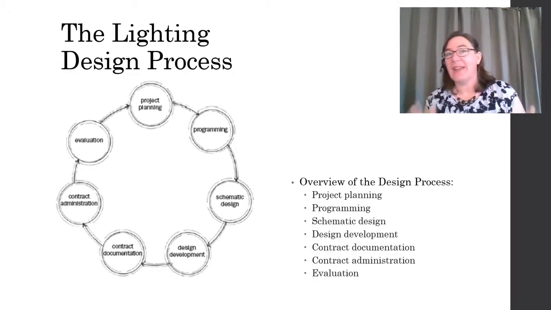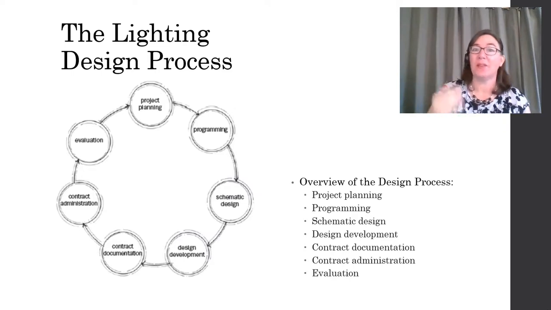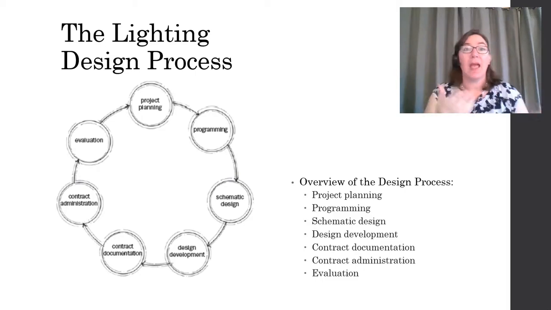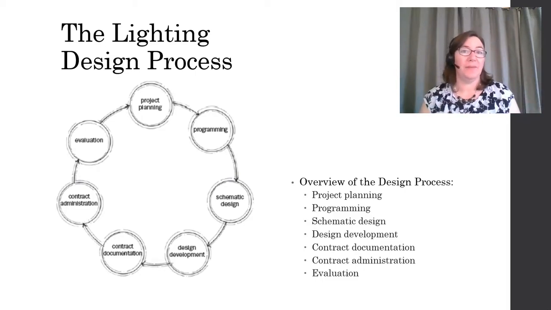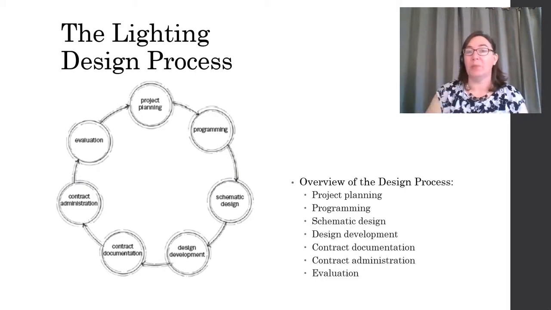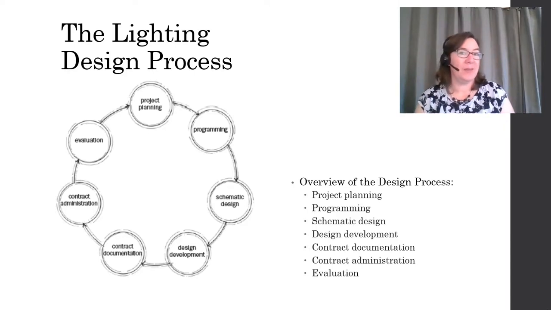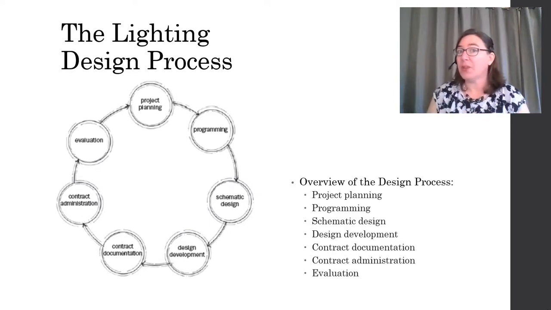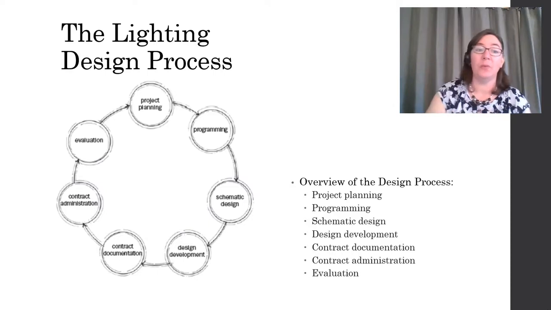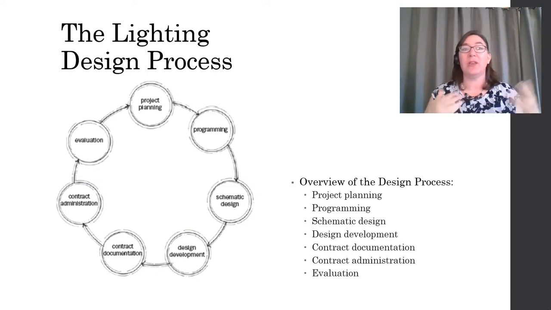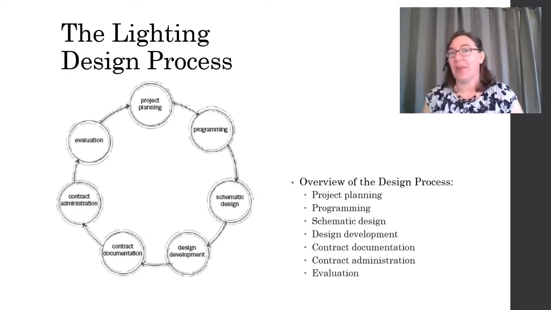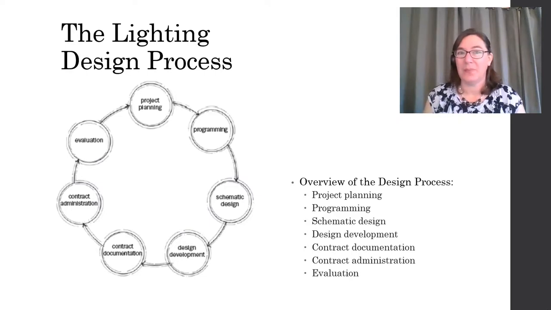In the overall lighting design process, you might start a project with project planning and programming, and then move into schematic design. Then you might progress into design development, refine your ideas further, and move into contract documentation. Once the project is started in construction, you would move into contract administration and finally evaluation and post-occupancy.